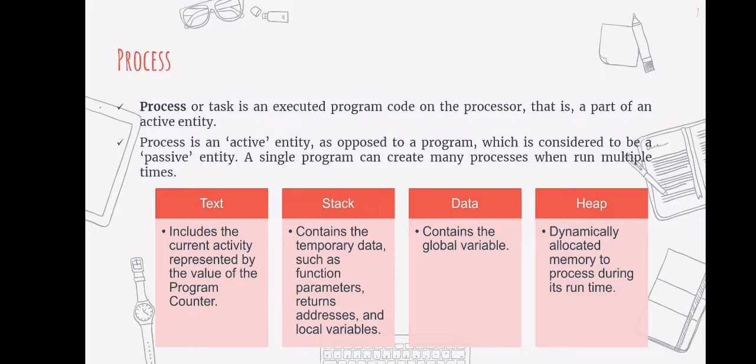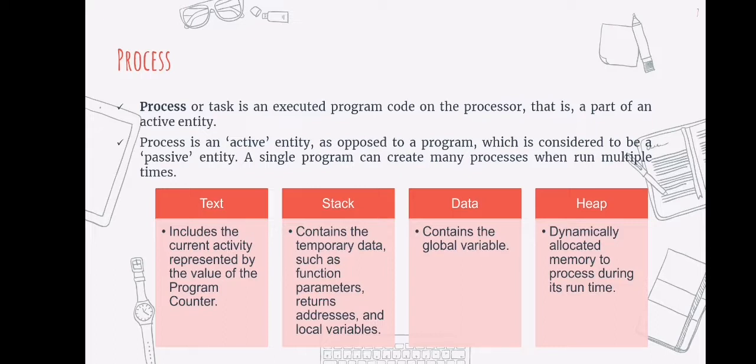The next topic in this lesson is process. Now, a process or task is a piece of active entity that is executed program code on the processor. A process is an active entity, whereas a program is considered a passive entity. When run multiple times, a single program can generate a large number of processes.